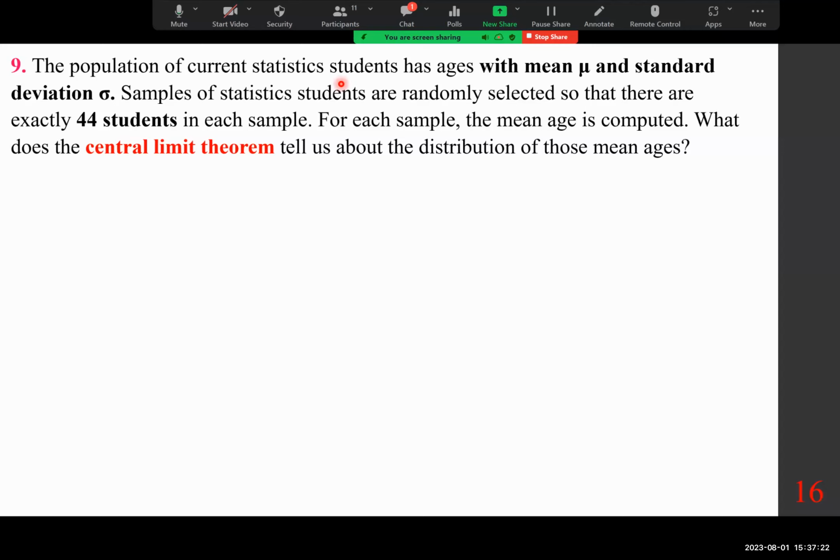The population of current statistics students has ages with mean mu and standard deviation sigma. Samples of statistics students are randomly selected so that there are exactly 44 students in each sample. For each sample, the mean age is computed. What does the central limit theorem, CLT, tell us about the distribution of those mean ages? So CLT.